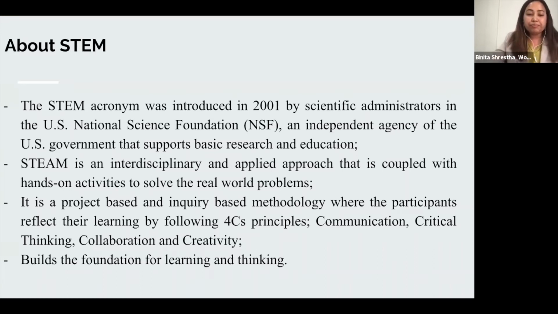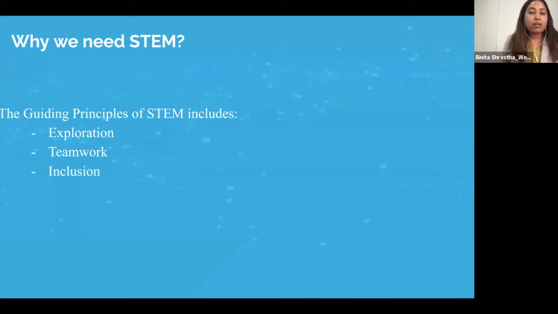So we at WiSTEM have been doing the same, following the guiding principles of STEM, which are exploration, inclusion, and teamwork or collaboration. So, what are the reasons behind doing this? You saw in the previous slide the setbacks of women and how we have predefined gender roles for women.